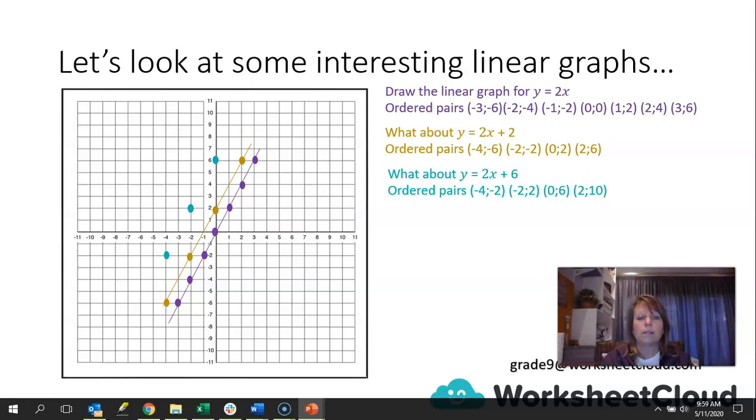See, that's where the y-intercept is. As you can see, that's the y-intercept. And then 2 and 10. Right, we join those dots. Can you see? They are parallel lines. Okay, the lines are parallel.